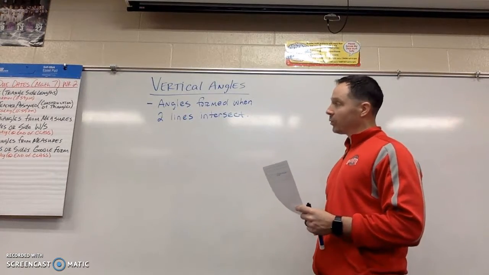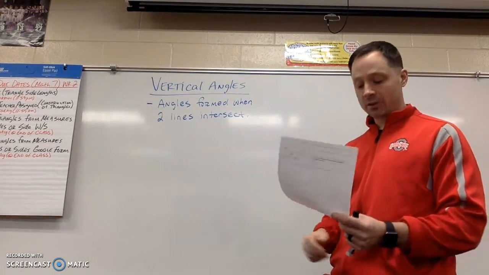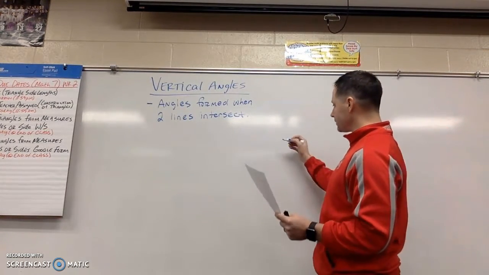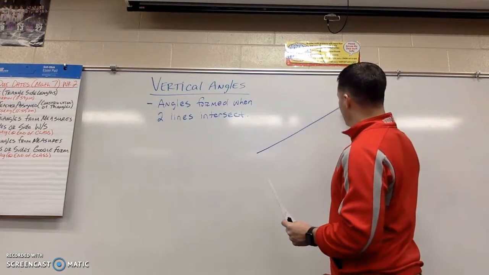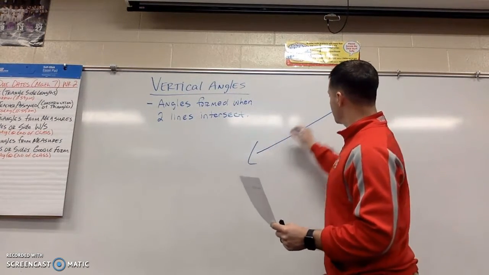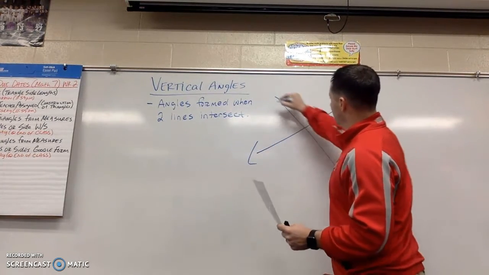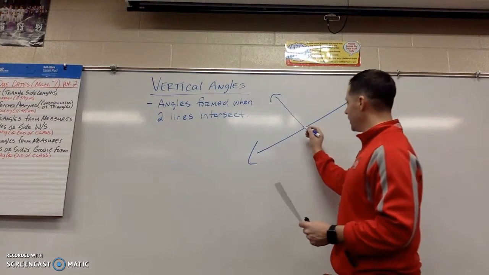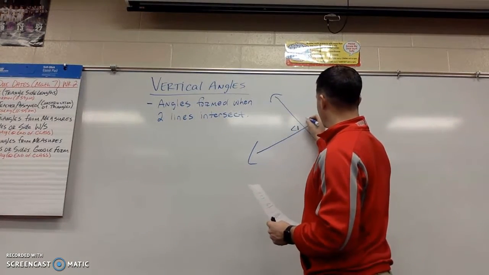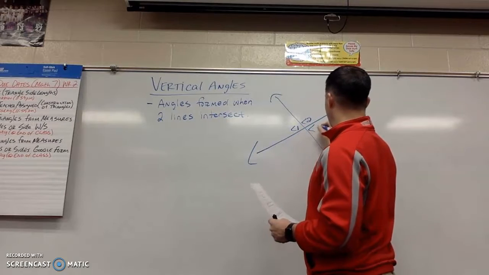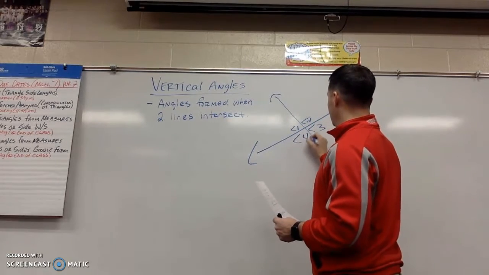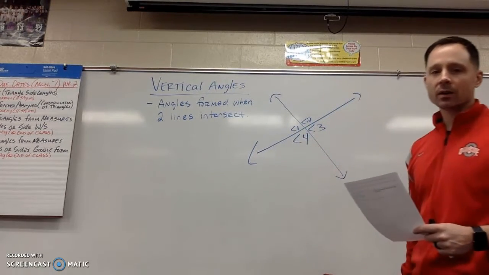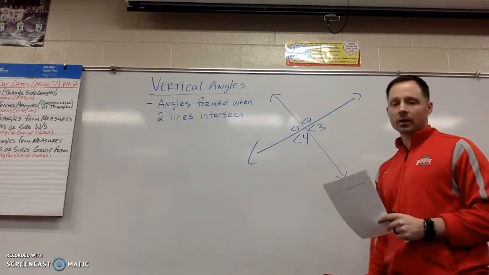Vertical angles are angles formed when two lines intersect. So, I'll do my best here to draw a couple of lines. All right, so that's when two lines intersect, and we know we can call this angle 1, angle 2, angle 3, and angle 4. All right, so you can see those.